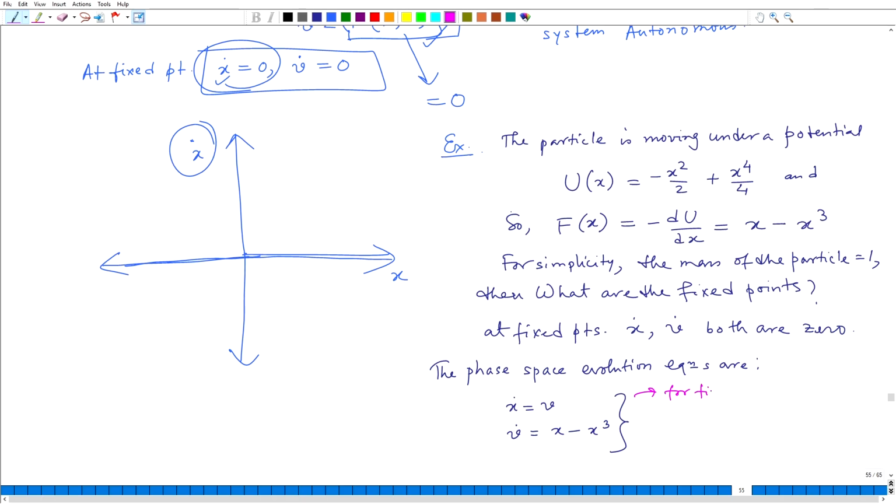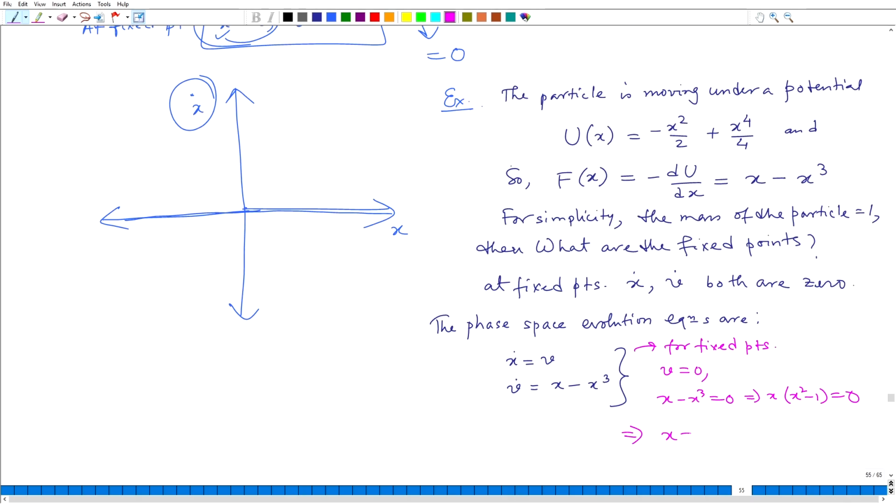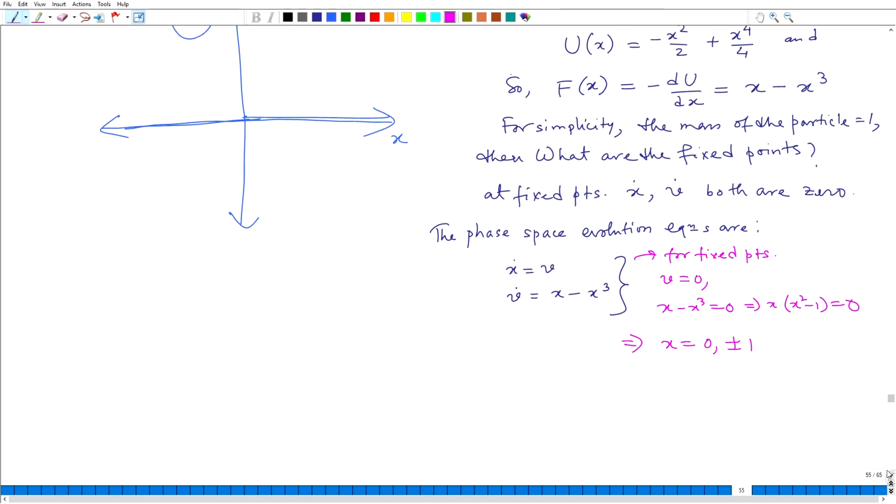So, for fixed points v is equal to 0 and x minus x cube is equal to 0, and so x square minus 1 is also 0, and then x will be equal to 0, plus minus 1. So, you understand that you have 3 fixed points. Okay. They are the fixed points.